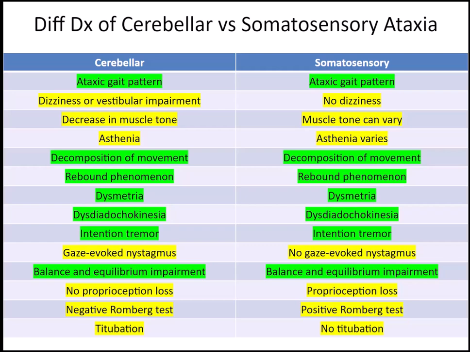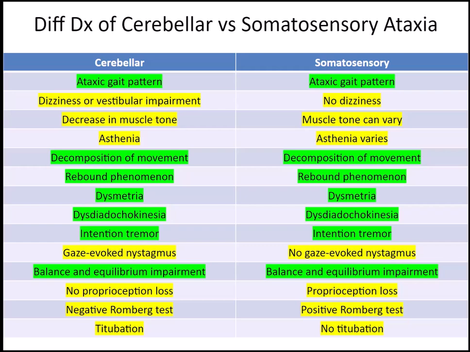Those that I've highlighted in green are common to both. So, for example, I would expect ataxic gait pattern, decomposition of movement, rebound phenomena, dysmetria, dysdiadochokinesia, intention tremor, and balance and equilibrium impairment in both individuals that have cerebellar dysfunction and somatosensory ataxia. Okay, those things that are highlighted in yellow are going to be different between the two.